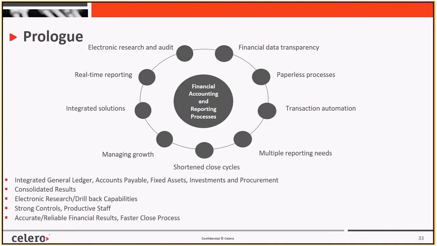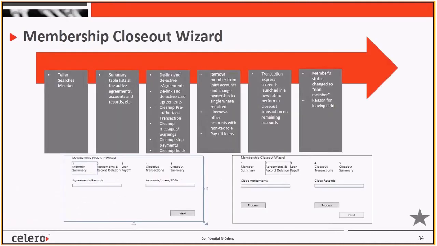Lastly, I would like to talk about Membership Closeout Wizard. On the next slide, please. Membership Closeout Wizard is the new DNA app that Celero is developing. This wizard guides you step by step through the process of closing members.